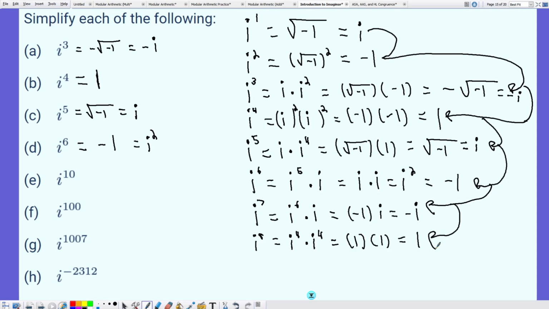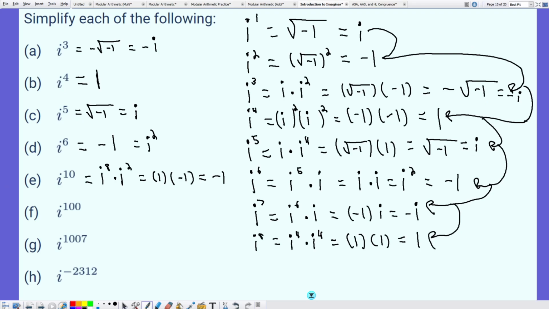So the powers of i are just going to constantly repeat in groups of 4. So how about i to the 10th? Without doing much work, how can I figure out what that is? That's just i to the 8th times i squared. And i to the 8th is 1, i squared is negative 1. So it just simplifies to negative 1. That's pretty easy.